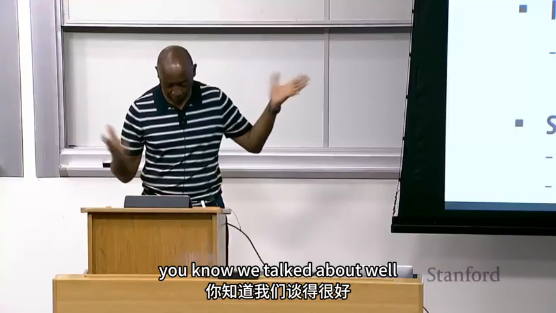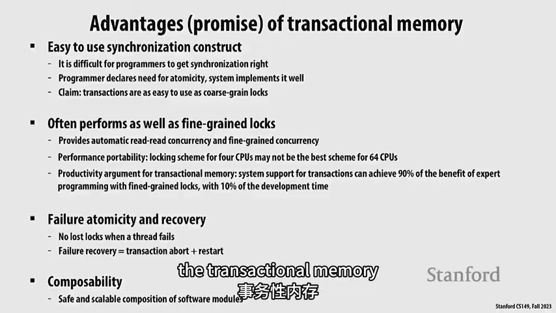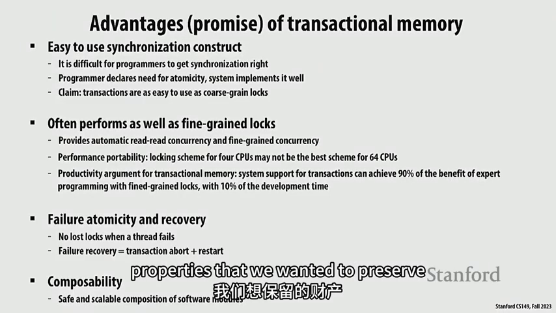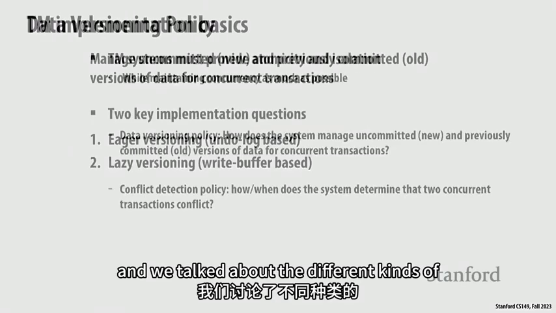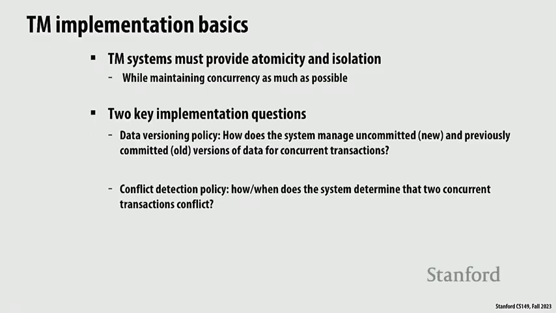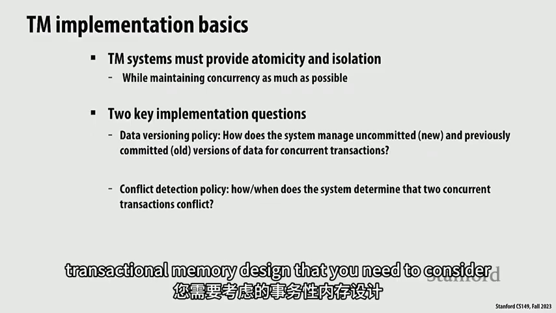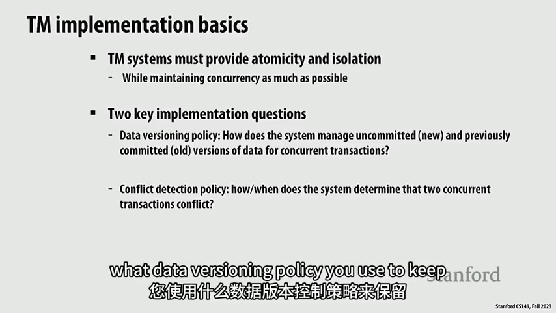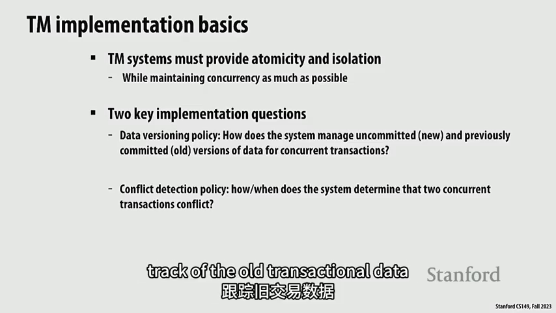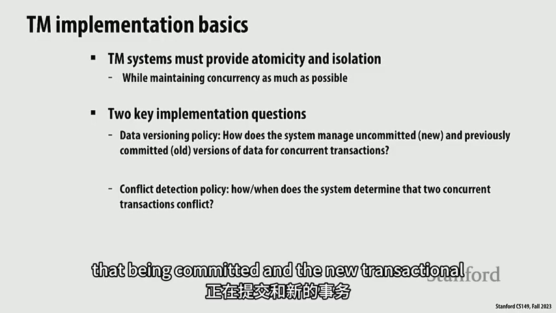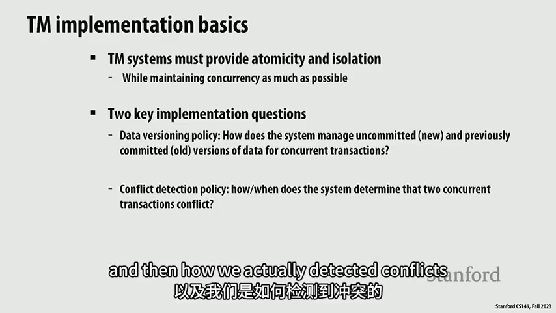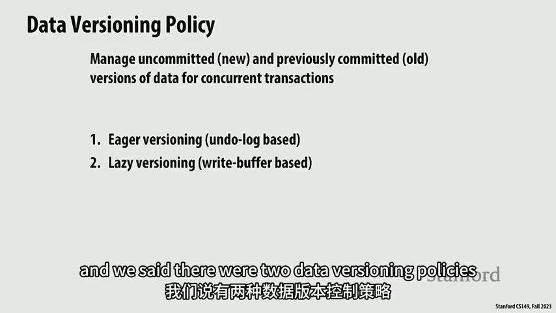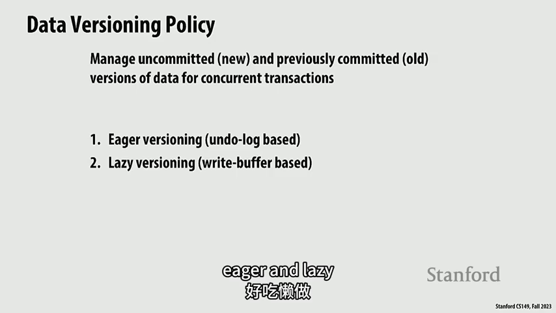We talked about all the transactional memory properties that we wanted to preserve. And we talked about the advantages, and then the different aspects of the transactional memory design that you needed to consider. One was what data versioning policy you use to keep track of the old transactional data that had been committed and the new transactional data that is being created as the transactions execute, and then how we actually detected conflicts between transactions. And we said there were two data versioning policies, eager and lazy.